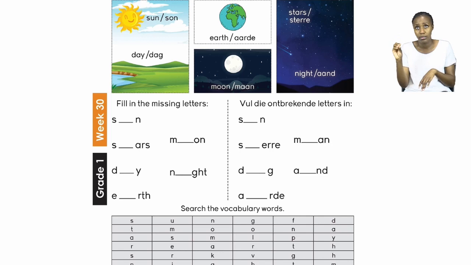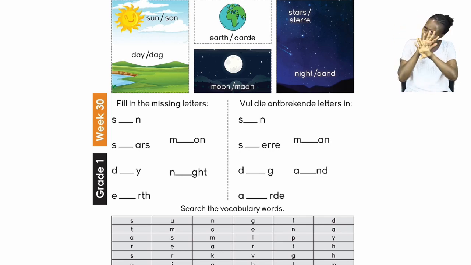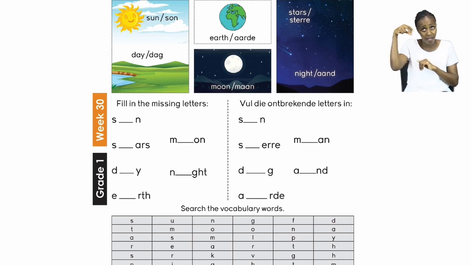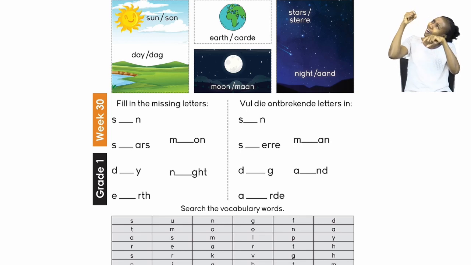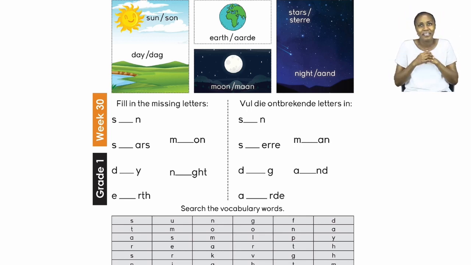Now, the moon we know because it comes out at night. Very good. And it is the one that glows very brightly, allowing us to see just a little bit of what happens outside. With the moon, the next word is the word stars. Stars. Now, the stars are the little twinkling things that we see in the sky. Twinkle, twinkle, little stars. And of course, the last word is the word night.